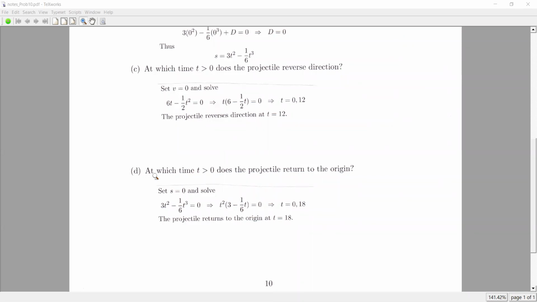Part D. At which time does the projectile return to the origin? This time I set position to 0. From part B, position is this function, so I set this function to 0 and solve this equation for t. The solution is 0 or 18. I pick 18. The projectile returns to the origin at time t equals 18. The unit is seconds.